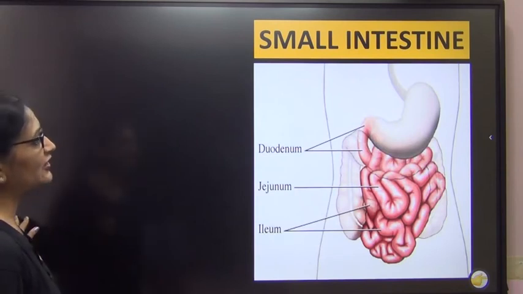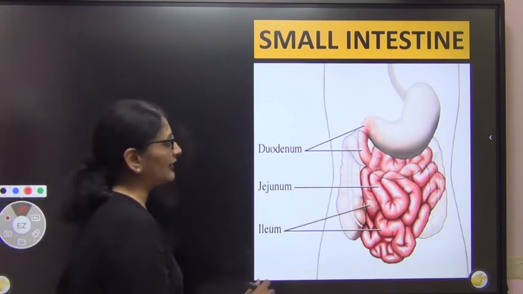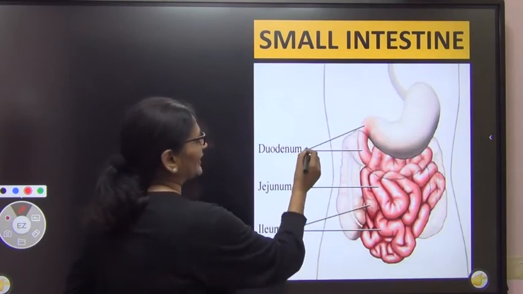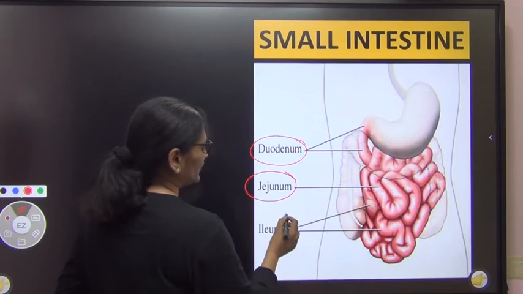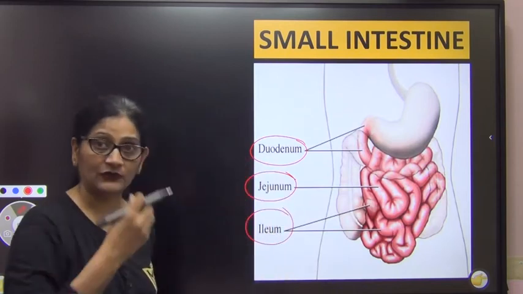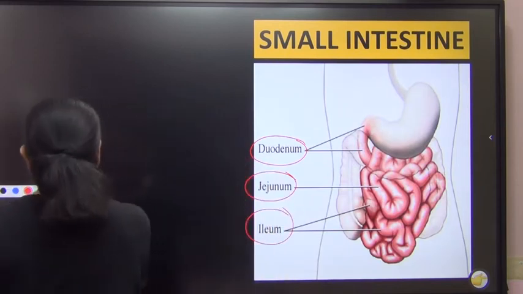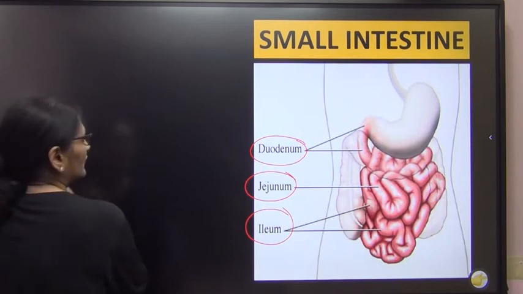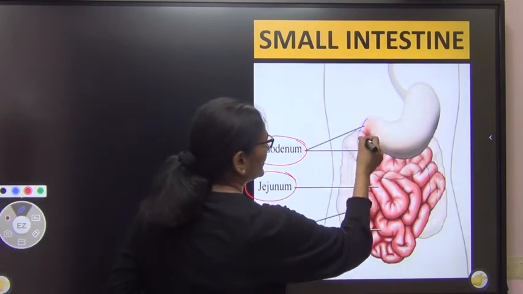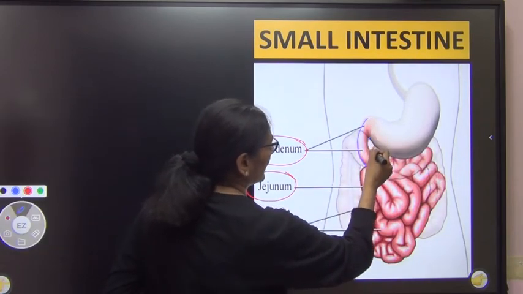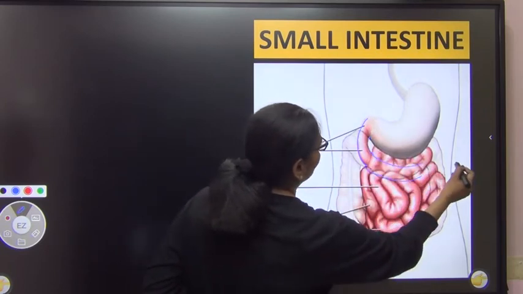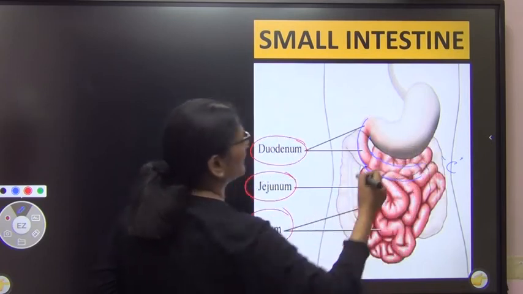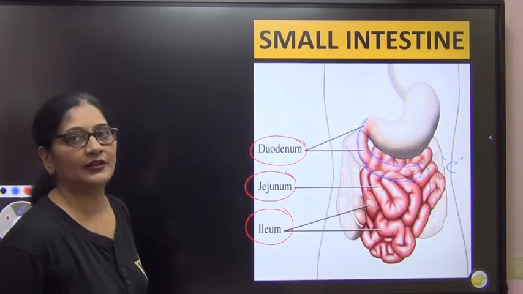So let us first come to the small intestine. It is very clearly shown here. The small intestine is again divided into three parts: duodenum, jejunum and ileum, right? Now you will see this. The first part of the small intestine, which continues from the stomach, also goes to the back, and forms a C with the stomach. This part is called the duodenum.